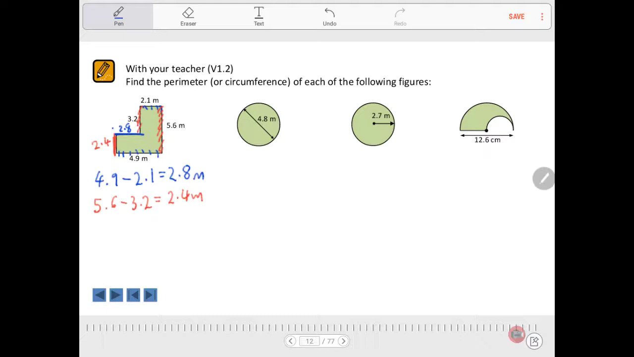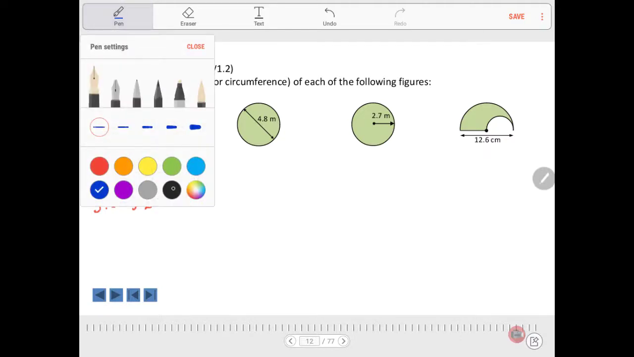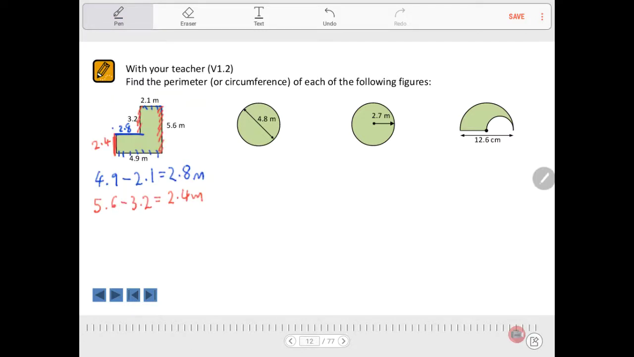So let's go ahead and add all those side lengths up now. While I'm doing this, you might want to pause this and have a go at it yourself, and then check my answer afterwards. Okay, so if we add all those up, we get a grand total of 21 meters for our perimeter.